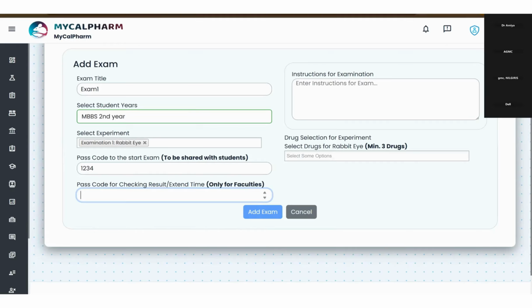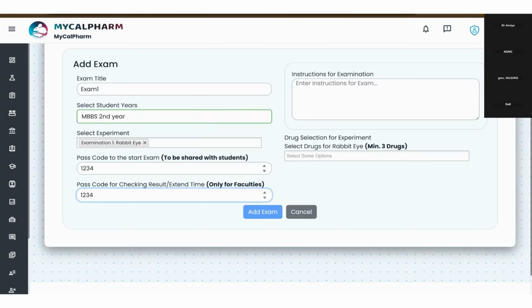It will be only numbers. You can just write here any number, which the faculty has to announce when the students are there. See, this is completely online mode, which can be accessed from anywhere. Any student can open the final examination and start doing the exam. So what we have done is that the student has to come to the cal lab to start the exam.